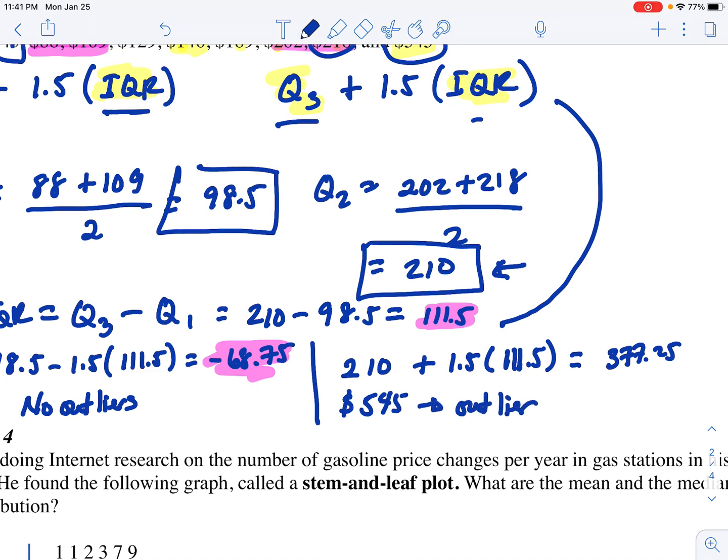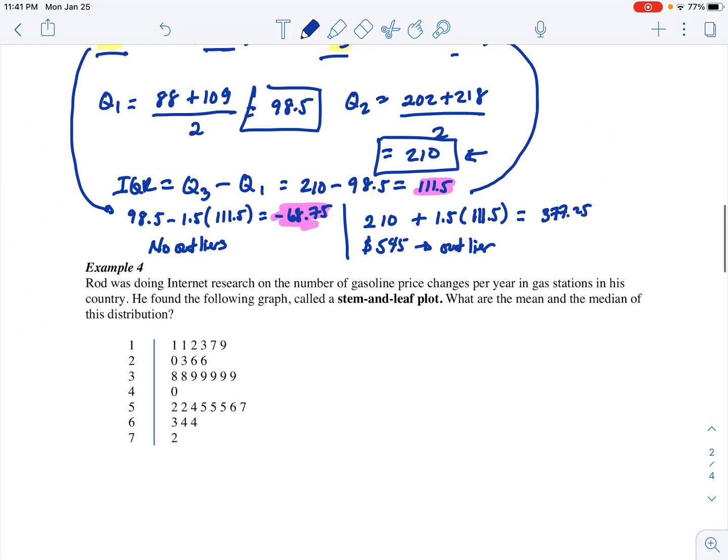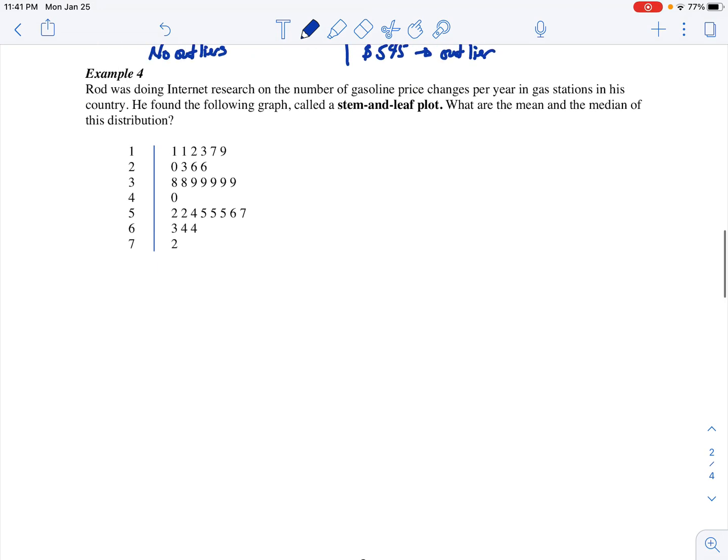Okay. So that's how we figure out outliers. And then we'll get it all together in a little bit. All right, our stem and leaf plot. Okay.